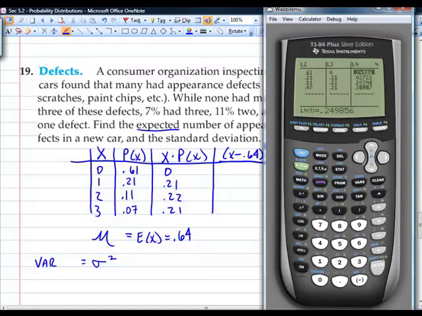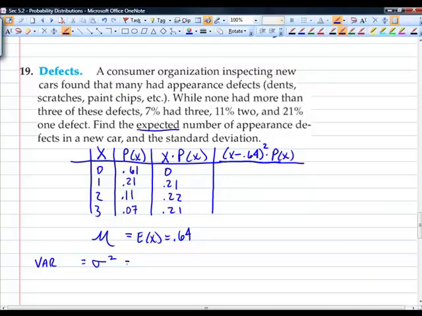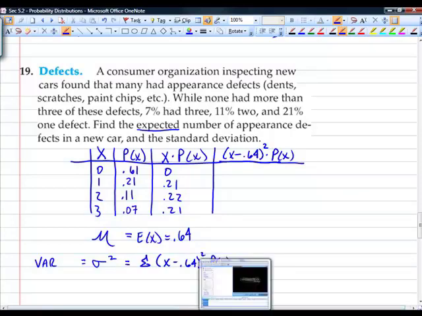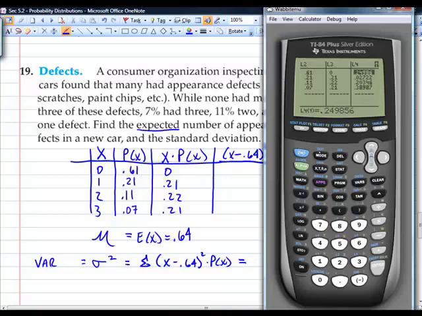We hit enter, and it populates that list. Now, if we find the sum of this list, we've found our variance. So our variance is going to be the sum of X minus 0.64 squared times P of X. That's just the sum of list 4, so we're going to go back to the home screen.